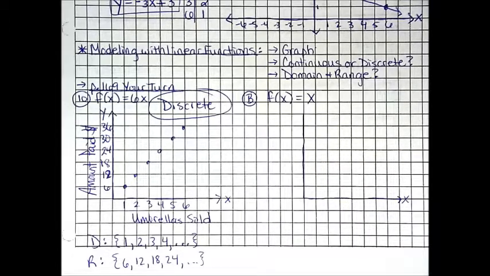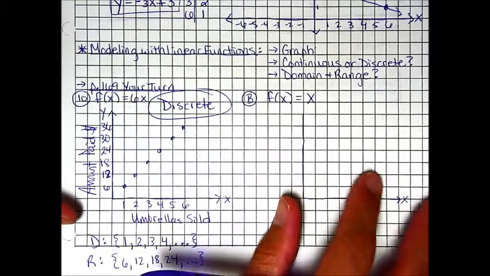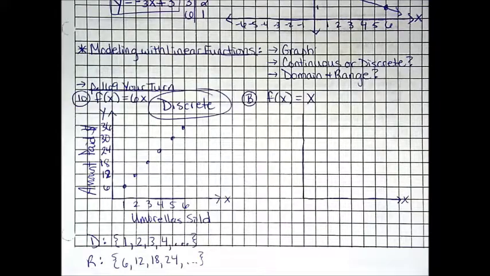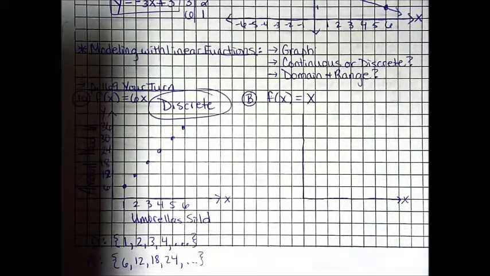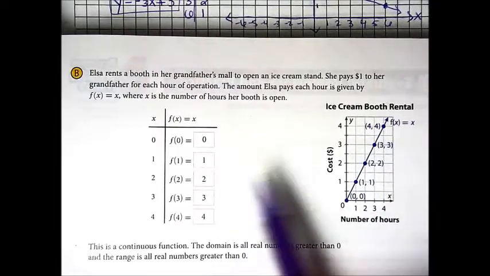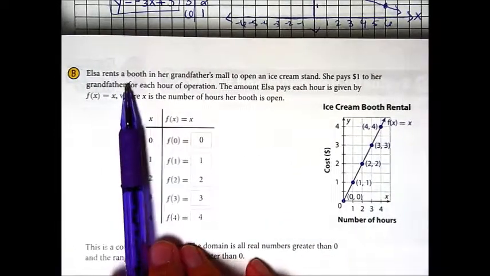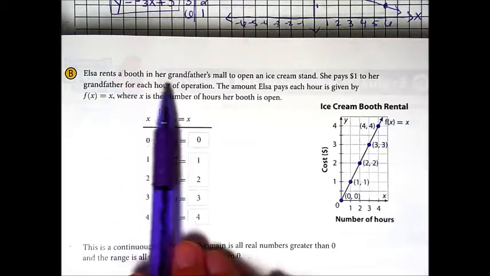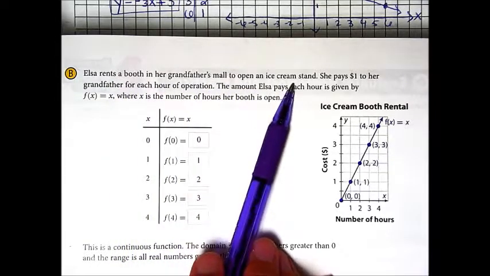But let's look at a different situation when it might not be a discrete problem. Okay, if you look at example B off of that same page earlier up here at the top of page 169. I know they've already graphed it for us, but this is a good example of one that's not discrete. It says Elsa rents a booth in her grandfather's mall to open an ice cream stand.